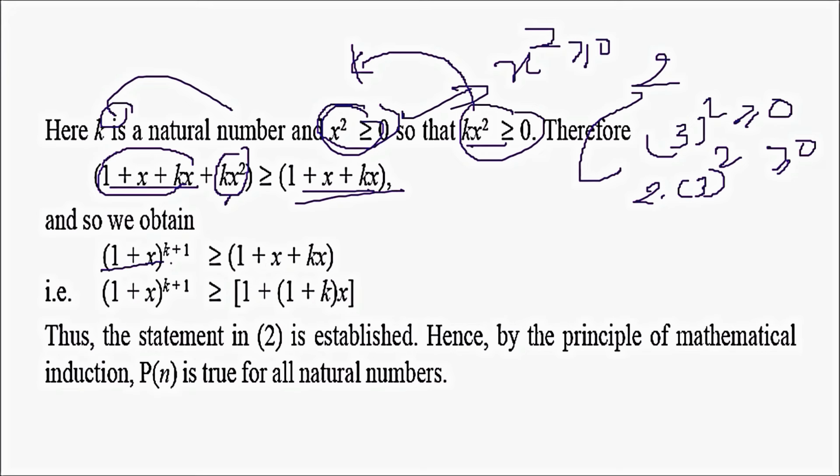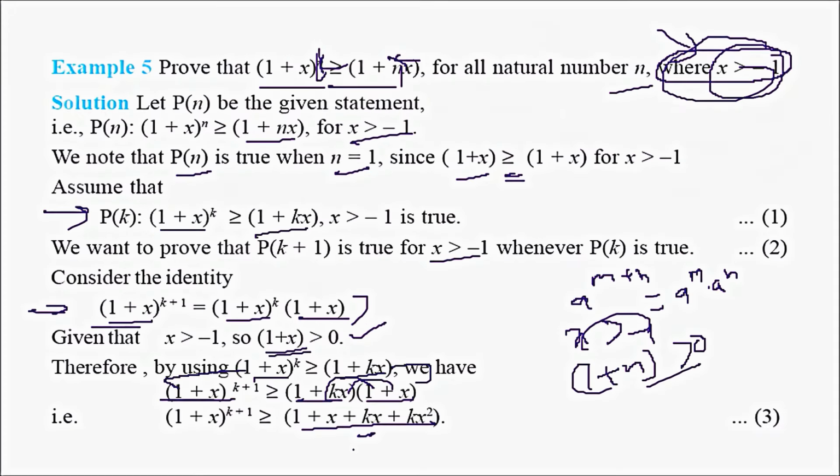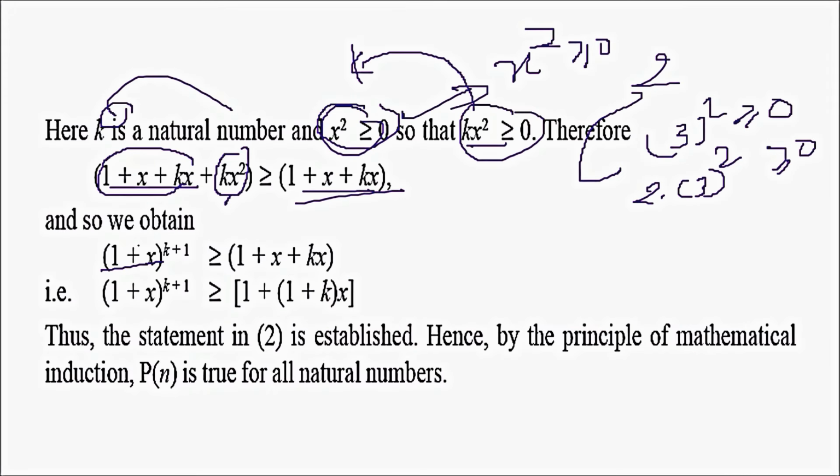So what we obtain here is 1 plus x to the power k will be greater than or equal to this, and we have just proved that it is greater than or equal to this. So this you can write here. What you can do here is take x common: 1 plus kx. So the statement 2 is established. Thus, by the principle of mathematical induction, Pn is true for all natural numbers.